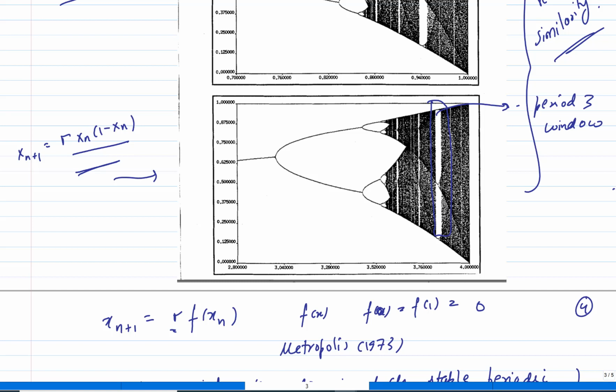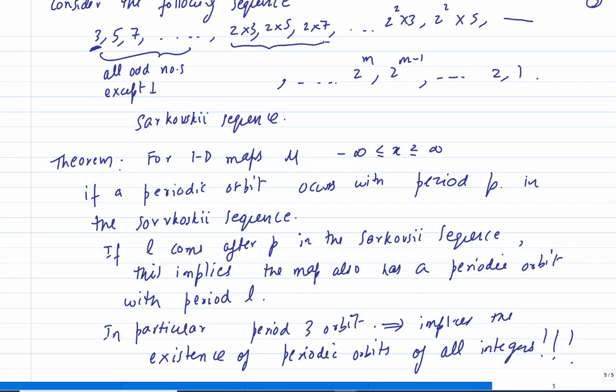That's remarkable. The other thing is that only the period 3 orbit is stable. So this has periodic orbits for all integers as periods, and of course they are unstable, because in this period 3 window I have only one stable attractor, the period 3 attractor, but all these periodic orbits are there. So this is a remarkable result.